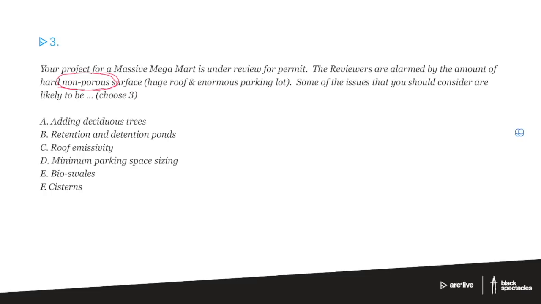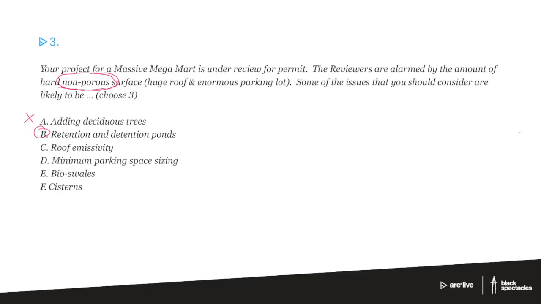So what do you need to do? Well, if we're adding deciduous trees, that would be very helpful from a heat island effect, but it's not really anything about non-porous surfaces. It actually does affect, having a bunch of tree roots and things will affect the water around, but it's just not one of the primary things that you would do. So adding trees is great, it's just not the question that we're talking about. So that's not it. Retention and detention ponds. You better believe it. So B is absolutely right.